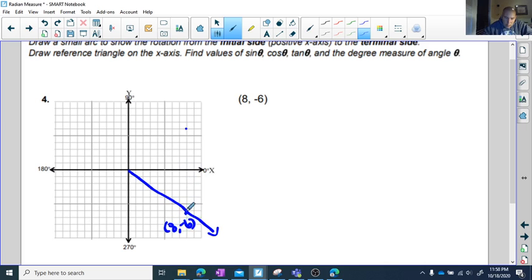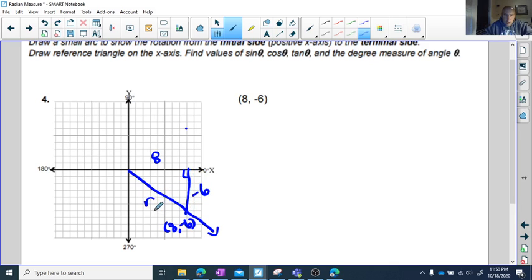Now you make your triangle always down to your x. It's going to be a right angle there. So this side should be 8. This side should be -6. Now, again, we know that 6 is the length of it. The negative just indicates it's negative y values down here.